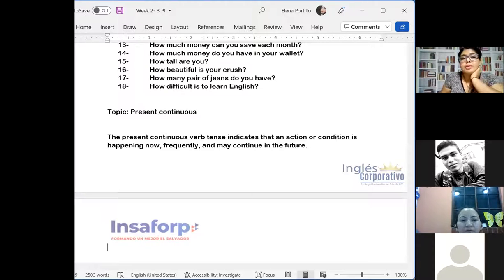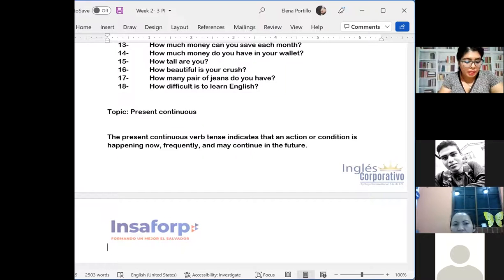It says that the present continuous verb tense indicates that an action or condition is happening now, frequently, and may continue in the future. So in this case, we are talking about an action that is happening right now, but then it's going to continue in the future. It is not going to end right now.